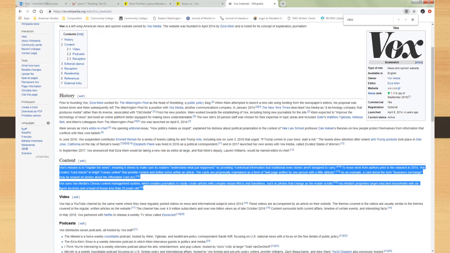So Vox creates these card stacks, in bright canary yellow. These things are bright yellow, so you see them easily, that provide context and define terms within an article. The cards are perpetually maintained as a form of wiki page written by one person with a little attitude.